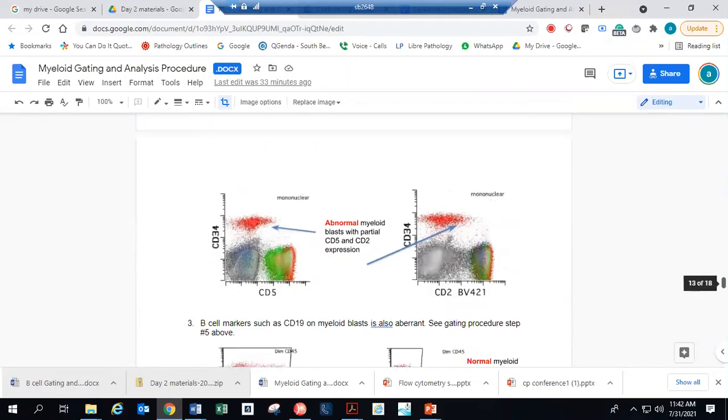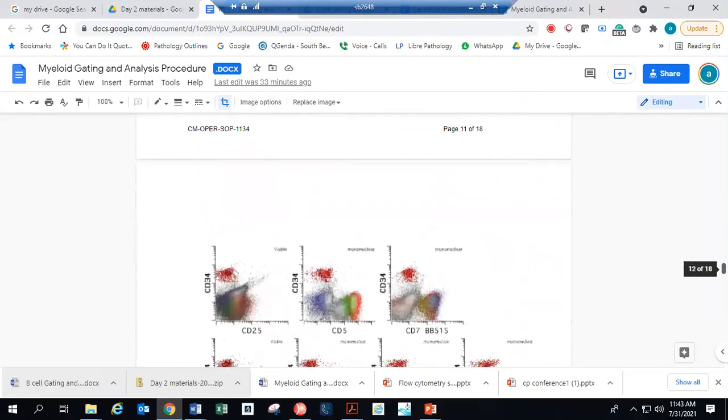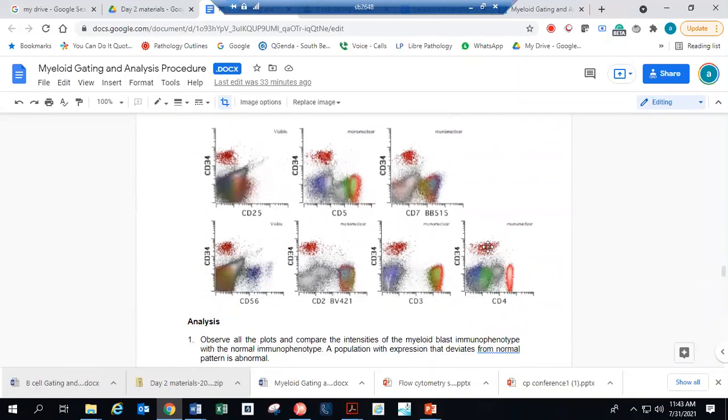Okay, so now they are diving into the normal versus abnormal blasts. As I was saying, we have to differentiate between the normal blasts and the abnormal blasts. So the normal blasts, they showed over here, will not really have much CD4. So this red population will not have much CD4, CD3, CD2. They will be CD56 negative. CD5 is not completely negative, it might be a little bit there, but still negative. And CD25 negative as well.